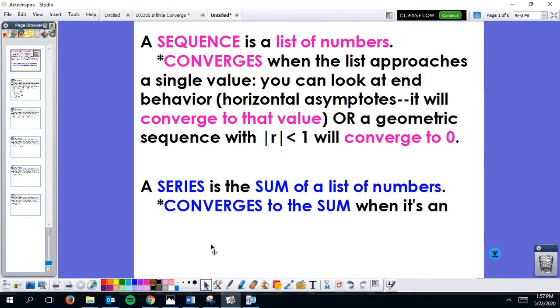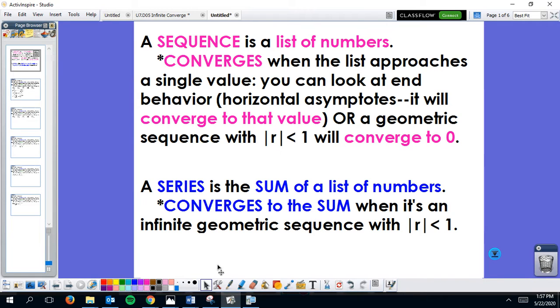And so a series will converge to the sum when it's an infinite geometric sequence with ratio less than 1. That's the only time that we will have a series that converges to the sum for this class. In AP Calc next year, if you take that, you might see something a little more advanced. But in our case, that's the only time.